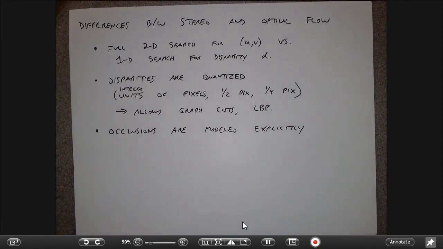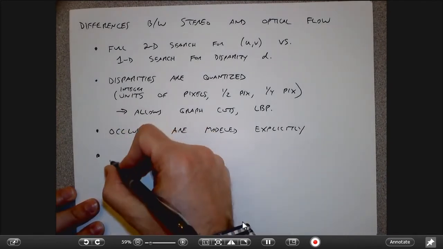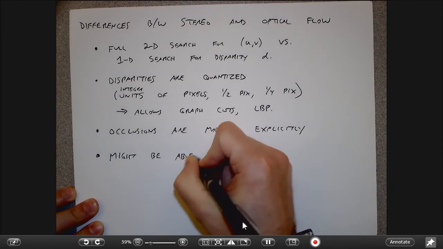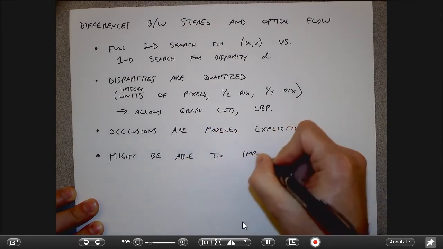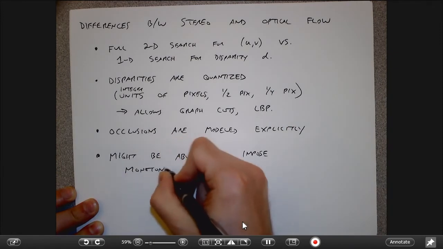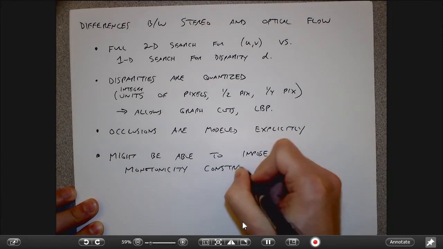It totally depends on your camera setup, but there are often some simplifying assumptions that you can make to make the stereo problem easier. One such simplifying assumption is, we might be able to impose monotonicity constraints. And I'll talk about exactly what that means in a moment with a picture.